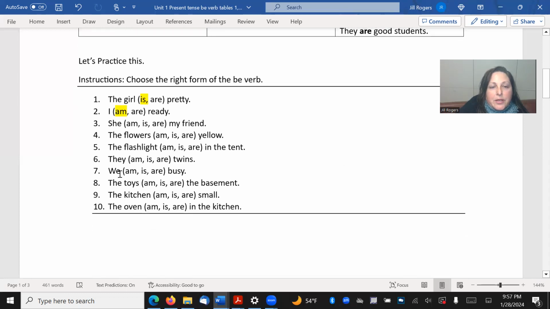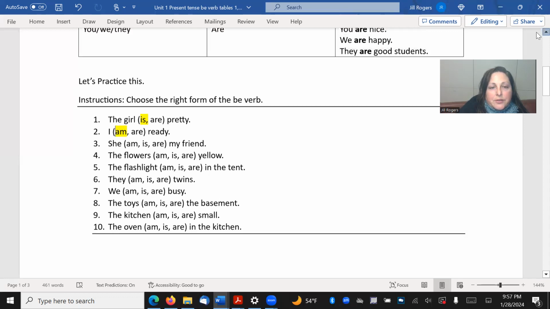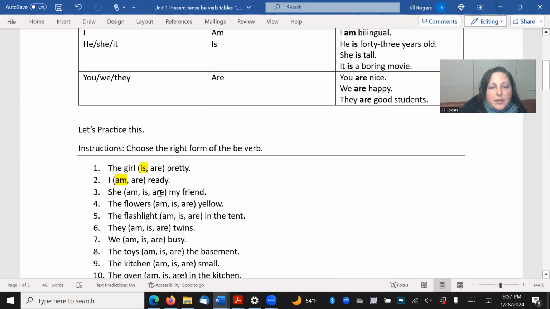Number 7, we am busy, we is busy, or we are busy. Okay, so you have to ask yourself, is that we? Is it plural or singular? Right? And where is it on the chart?